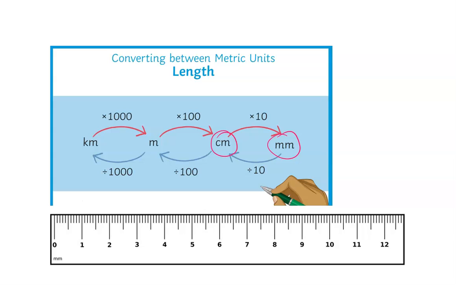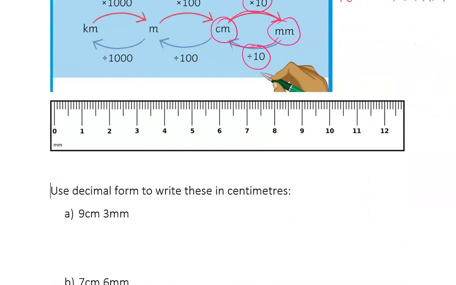So when we are converting between the two, if we were to convert from centimetres to millimetres, we are going to multiply by 10. And when we are converting from millimetres to centimetres, we're going to divide by 10. And the reason for the number 10 is that we know in 1 centimetre there is 10 millimetres, and that is why we use the number 10 when converting between those two units.